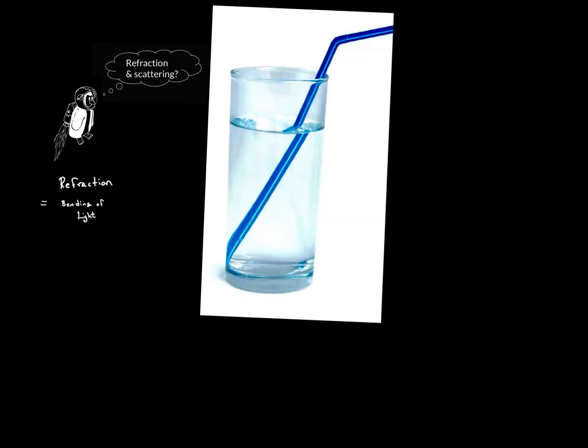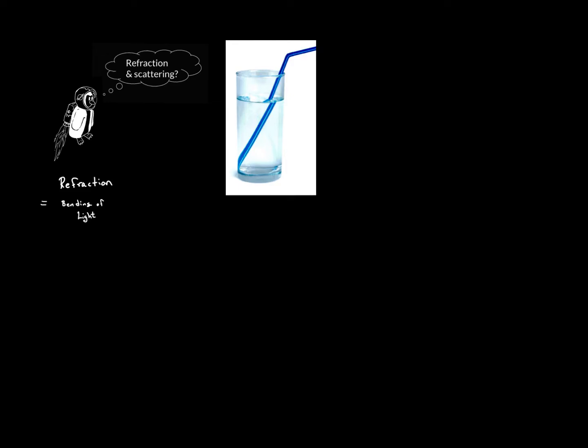Today we're going to talk about a few more of the phenomena of light. In particular, we're going to talk about refraction and scattering. Refraction essentially is the bending of light. You are probably familiar with this by seeing how a straw seems to bend in the water, even though it is still straight. So what is going on?